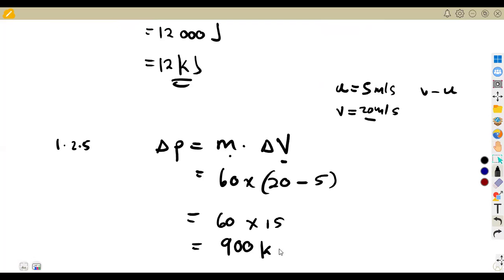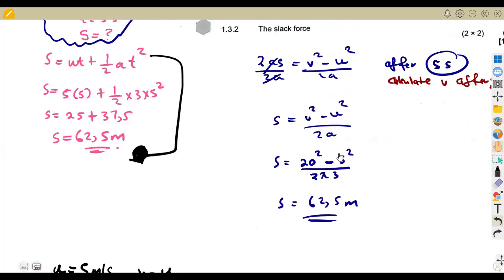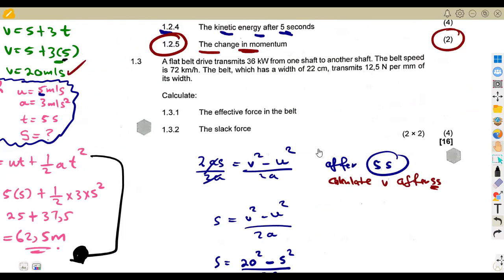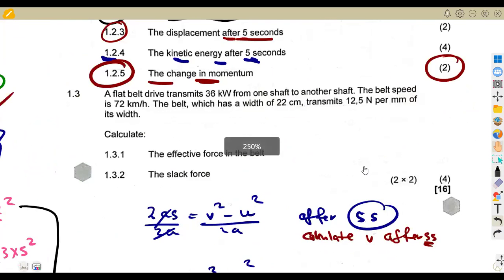Remember, the mass is measured in kilograms, the velocity in meters per second. So that's kilogram meters per second. That's our change in momentum. That was the idea of the question. So as you can see, that is the first part. Then we move on to 1.3.